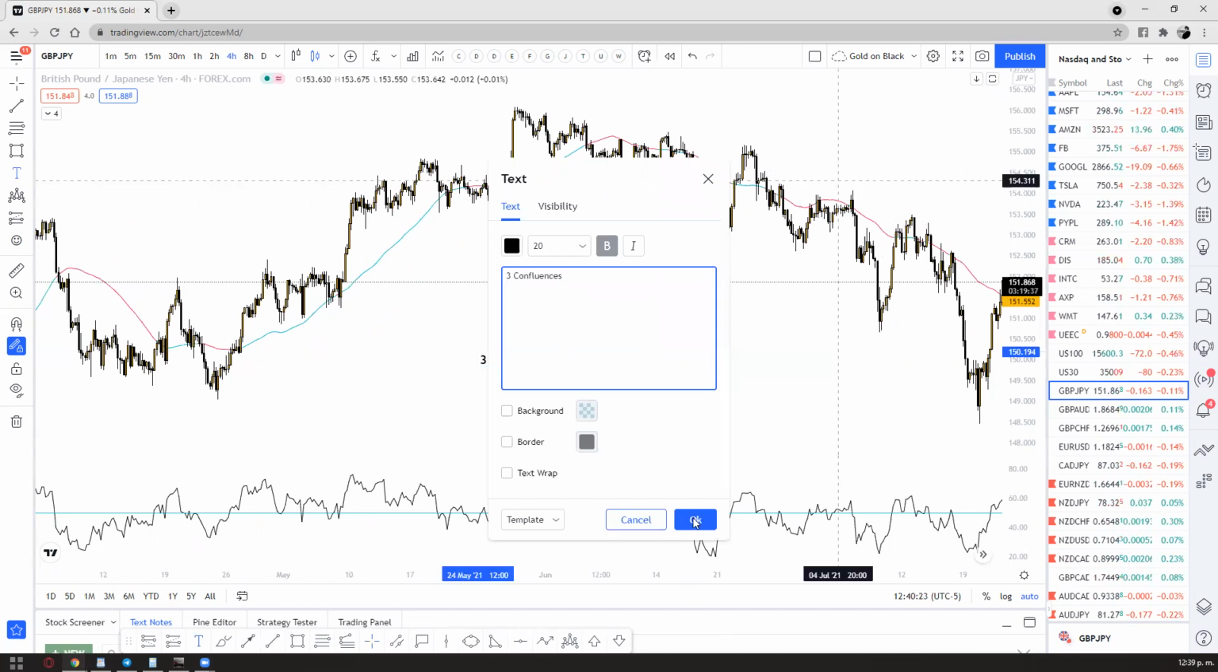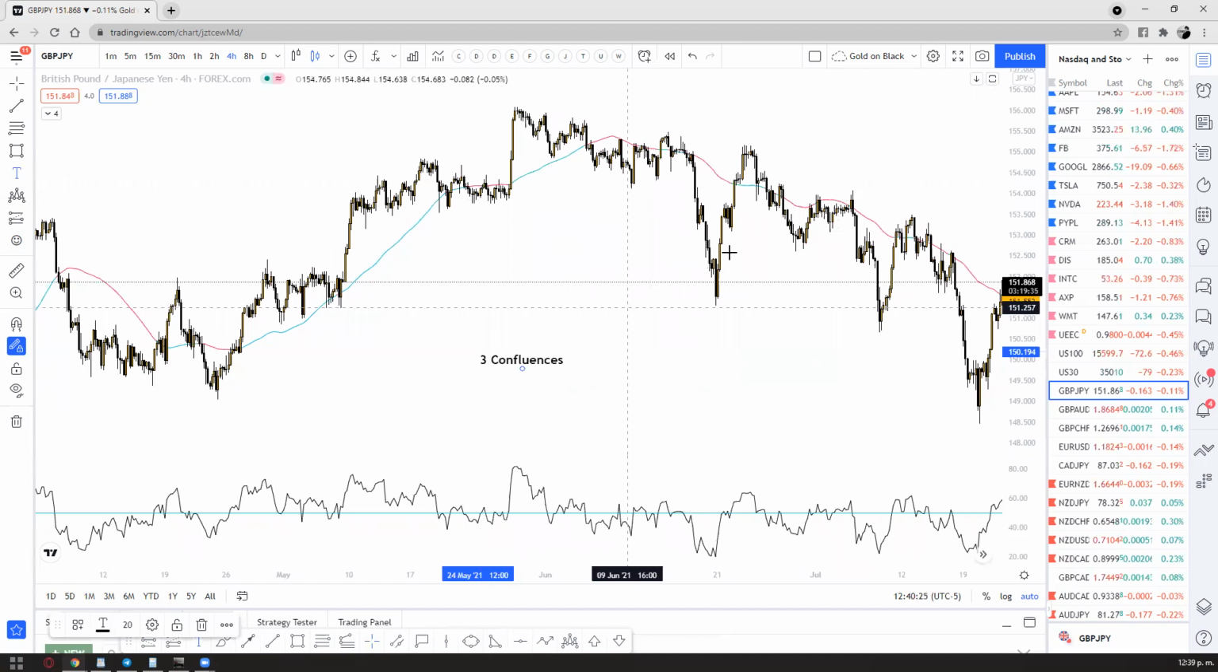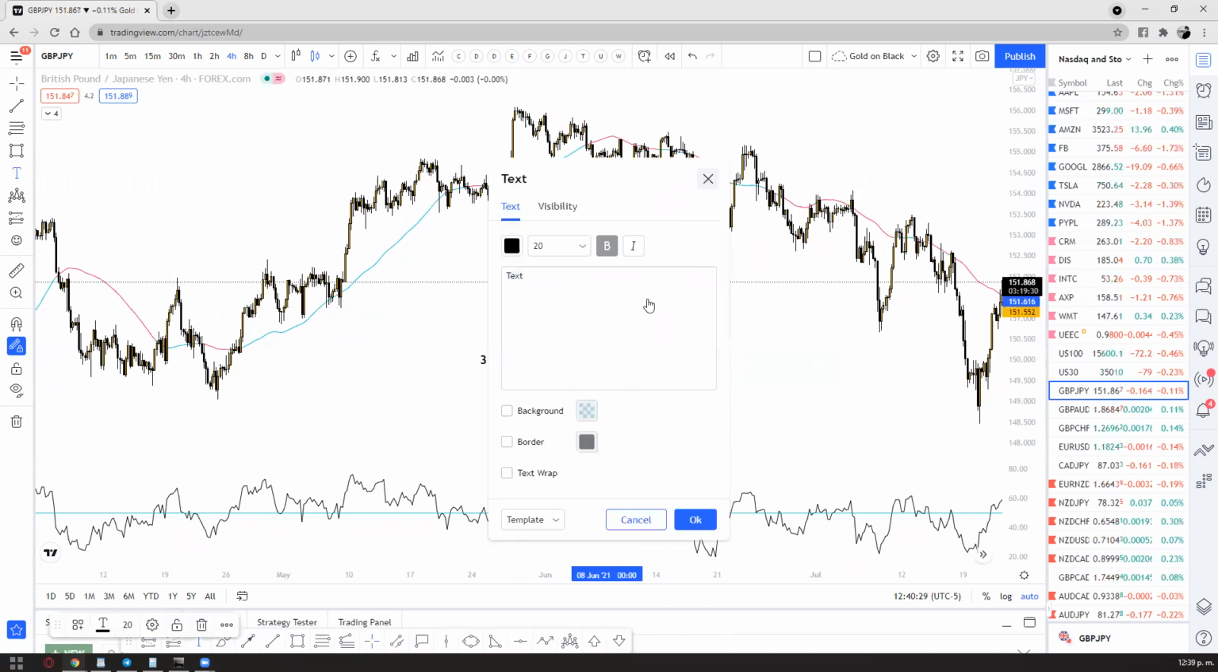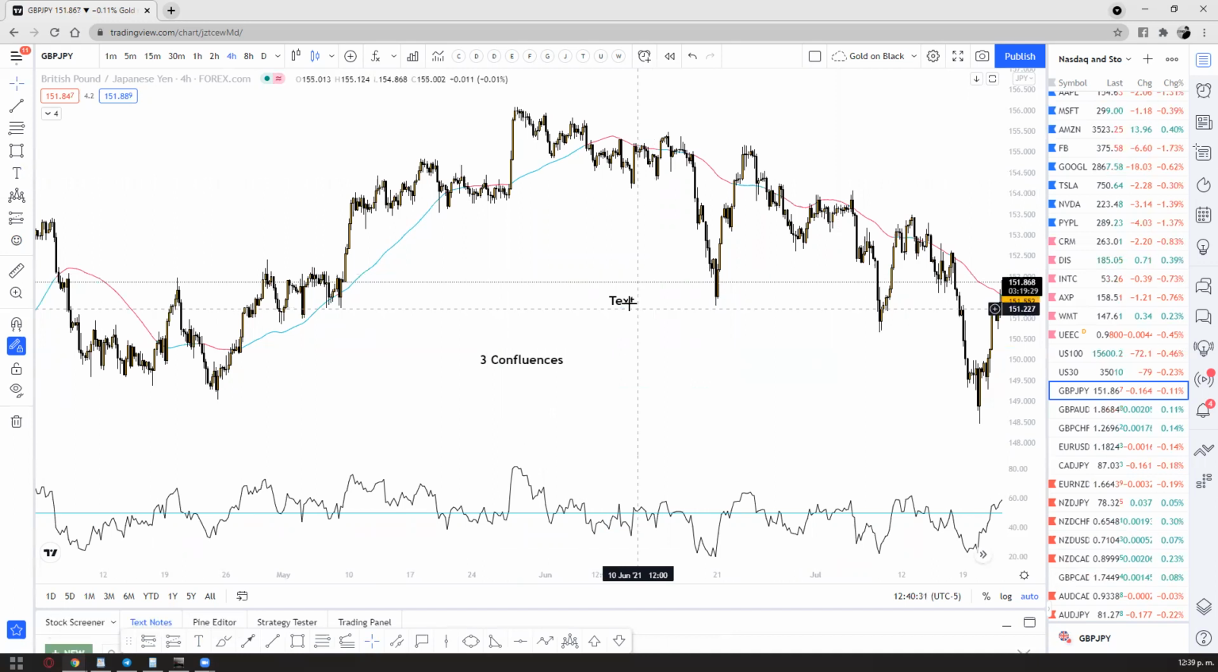I believe it's written like that. So three confluences you need to be looking for before you make the entry. All right. Simple as that.